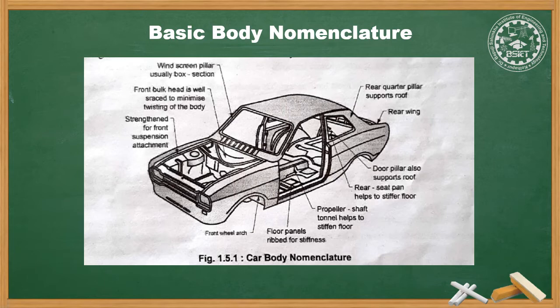The outer and inner panels are welded together and to the pillars and rails so as to form the skeleton of the body. The figure aside shows the skeleton of a body. The basic body, we know, contains all these things.